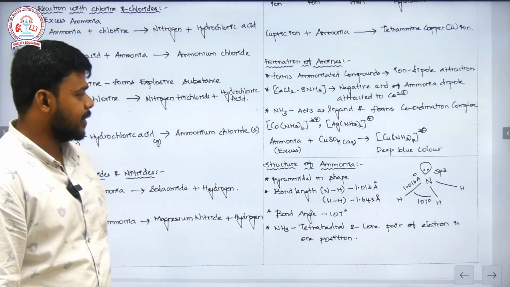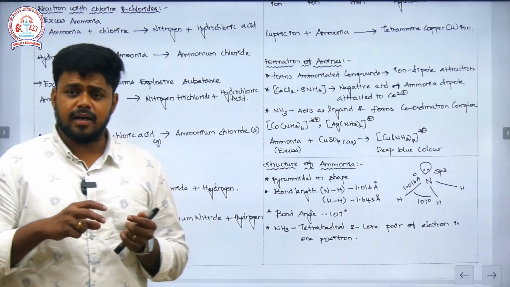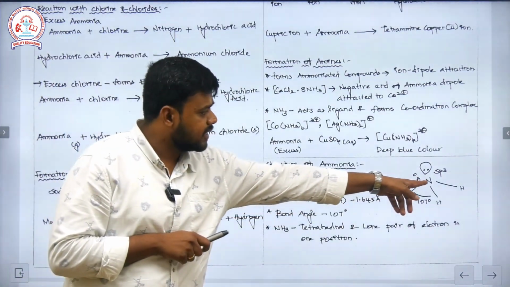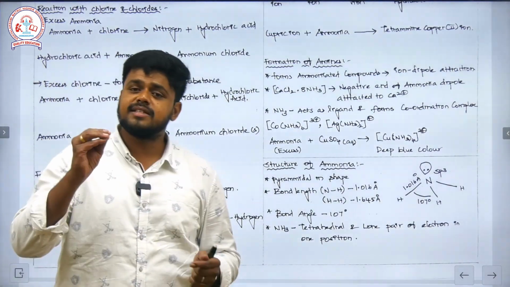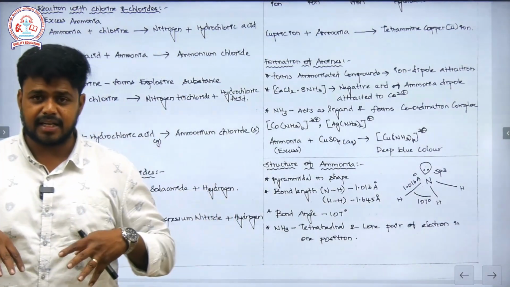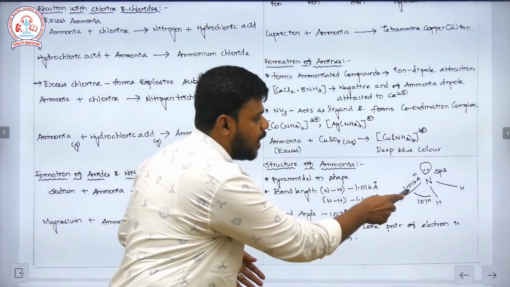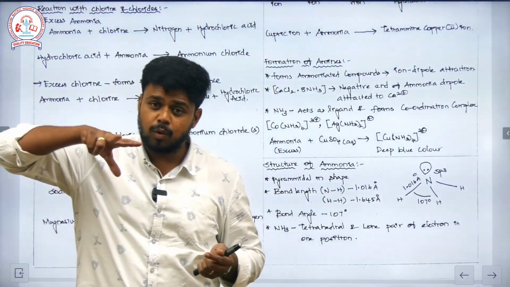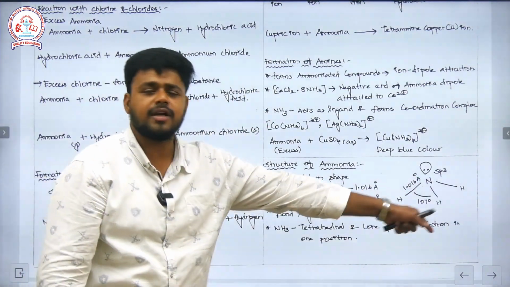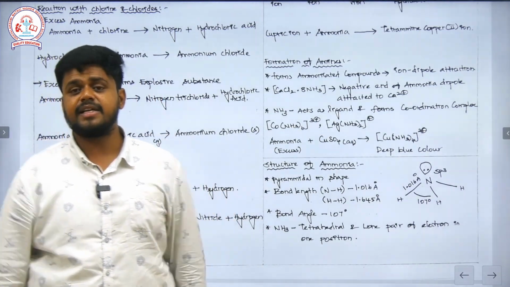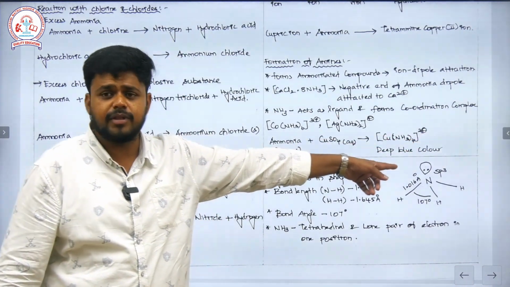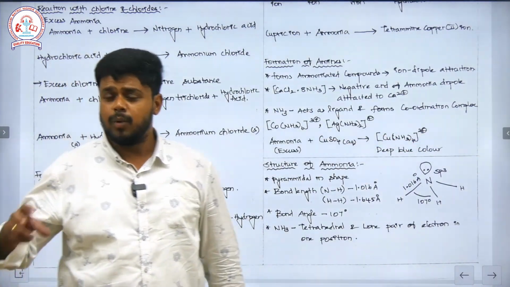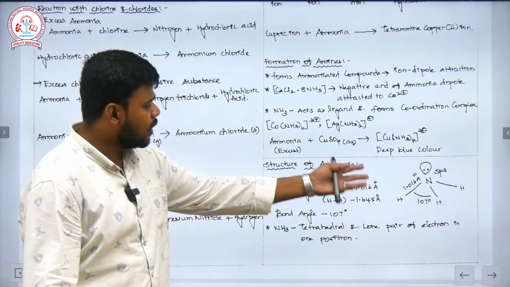Then the structure of ammonia. Because of the lone pair of electrons present over the nitrogen, it is sp3 hybridized. Since it is sp3 hybridized, we may expect a tetrahedral structure, but because of the lone pair and bond pair repulsion, the tetrahedral angle 109.5 degrees has been reduced to 107. Usually when it is sp3, it's tetrahedral, but there is an additional repulsion present here between the lone pair and the bond pair. So the bond angle will be reduced from 109.5 to 107 degrees.